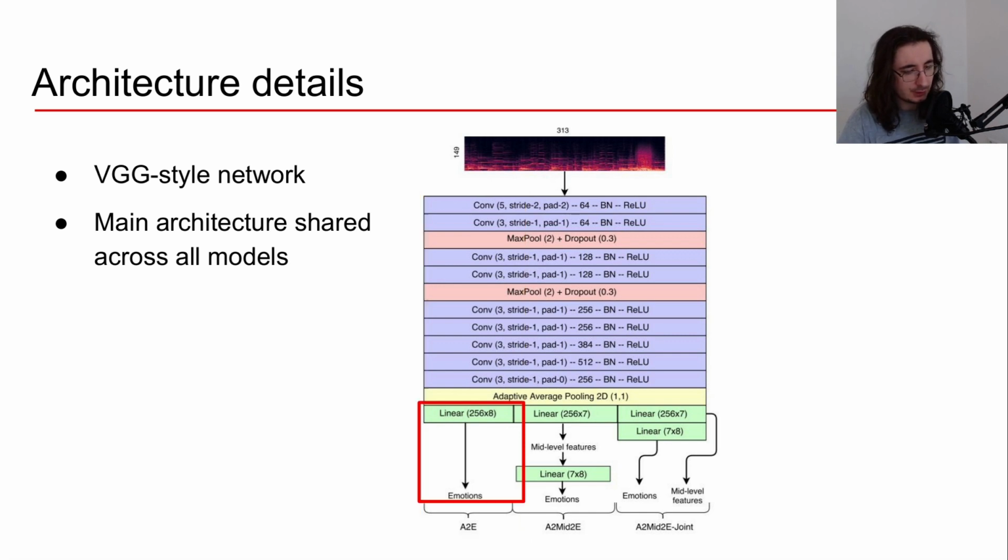We have the VGG style network, and then after this adaptive average pooling layer, we have a fully connected layer with linear activations, which gets 256 inputs, and then it outputs 8 units, right? And these 8 units are associated with the 8 different emotions that we want to predict, right? And the prediction here happens at a regression level.